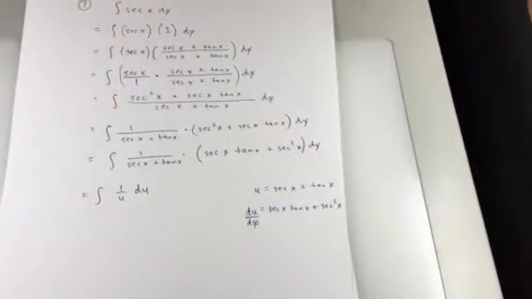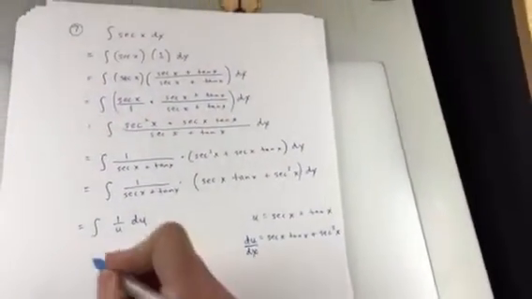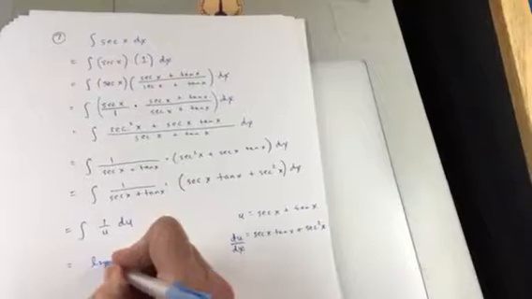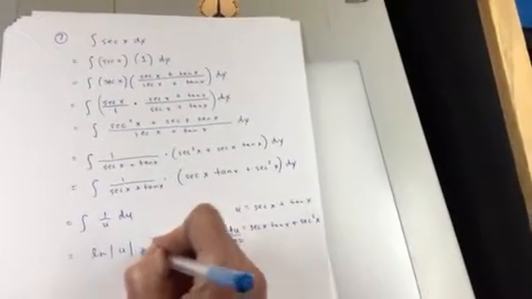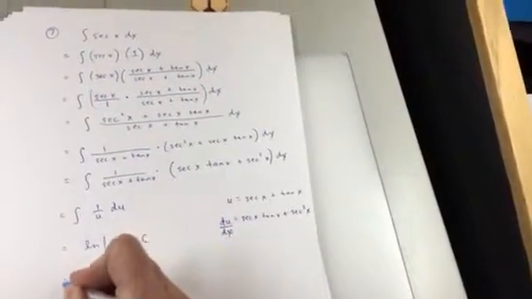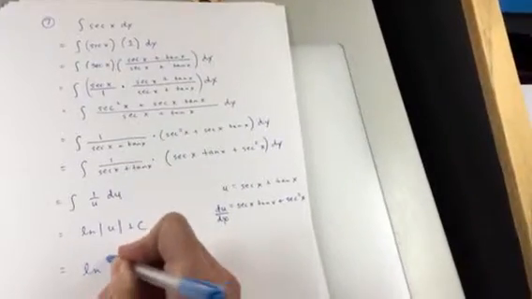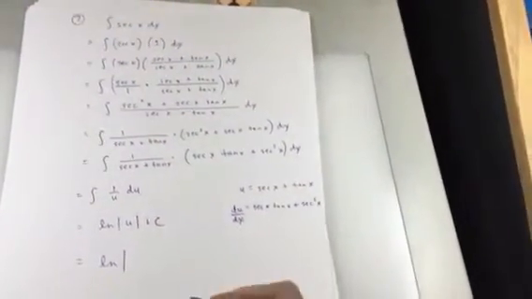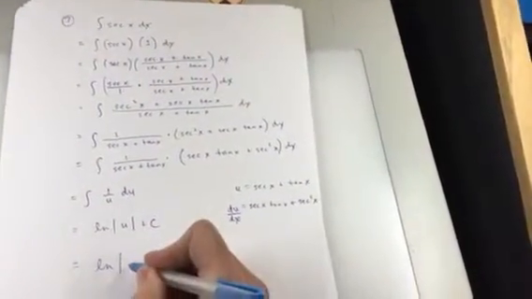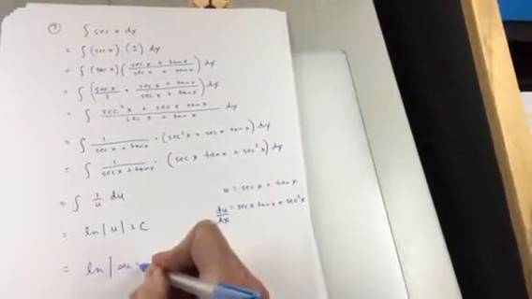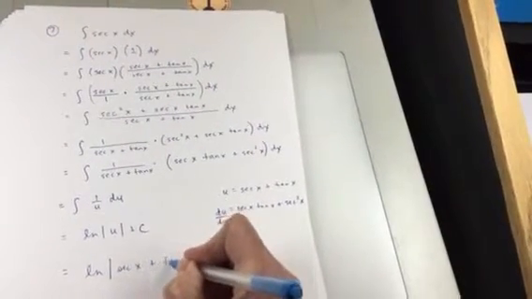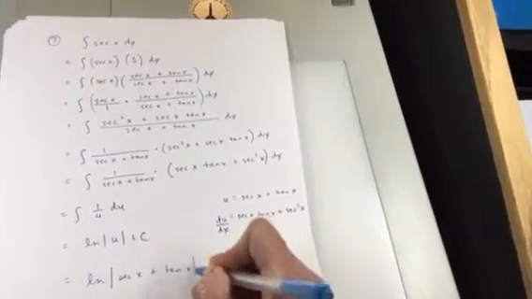That's it. What's the antiderivative of 1 over u du? ln absolute u plus c. And so the final answer, ln absolute secant x plus tangent x plus c.